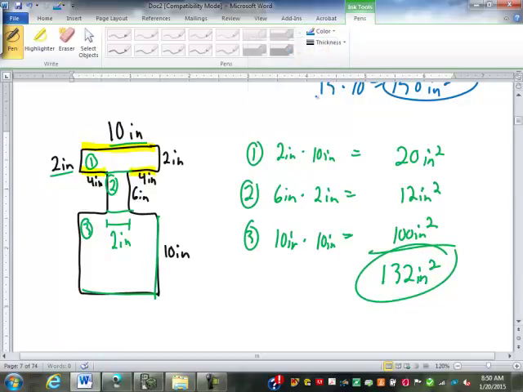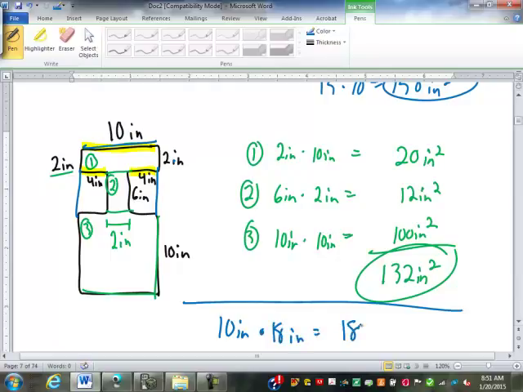That's one way that problem could have been solved. The other way, or the other strategy, looks like this. We can fill those in and make it one big rectangle. That big rectangle is 10 inches across here. 2 and 6 is 8 plus 10 is 18 inches tall. 10 by 18 is 180 square inches.